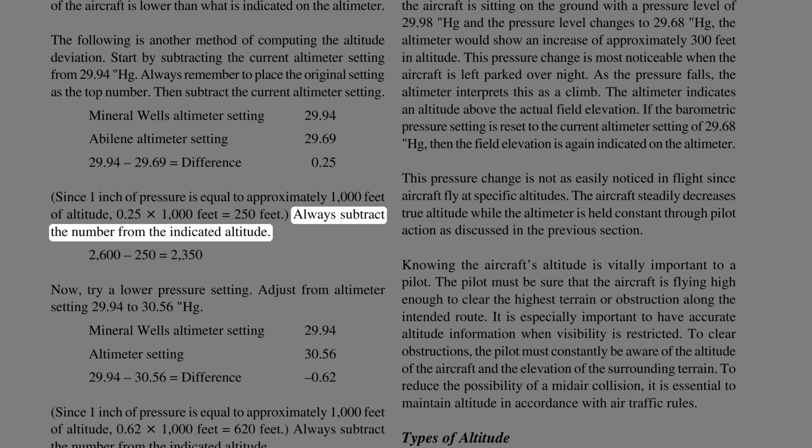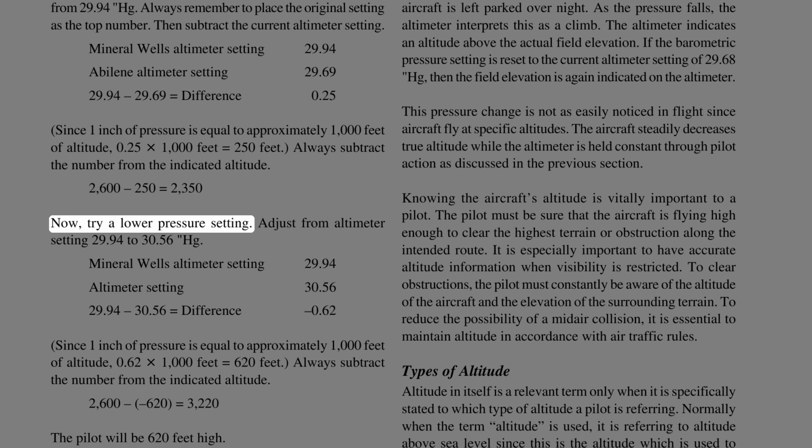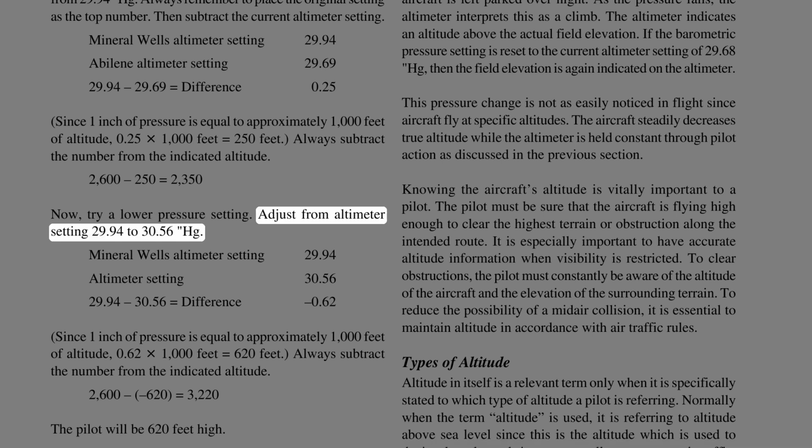Always subtract the number from the indicated altitude. 2,600 minus 250 equals 2,350. Now, try a lower pressure setting. Adjust from altimeter setting 29.94 to 30.56 Hg.